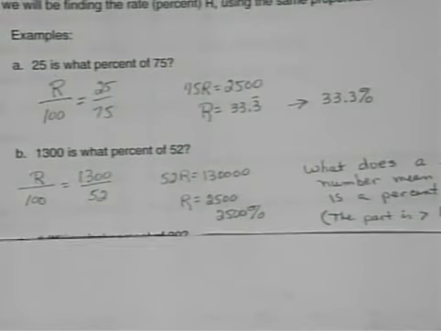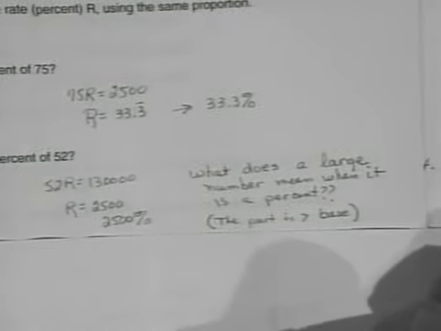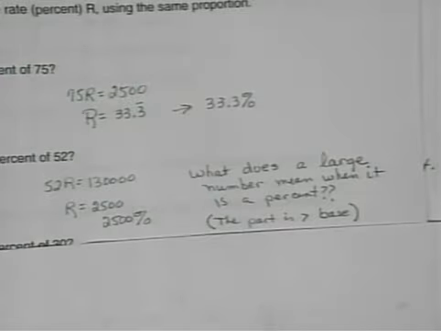52 is the base, 1300 is the part. We ended up with a very large number in this case. And I asked the question, what does a large number mean when it is a percent? It means that the part is greater than the base. What we ended up with as a part is larger than the starting point or the original amount.